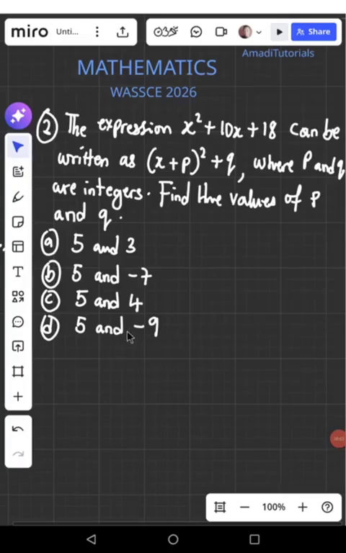Alright, welcome. This is WASSCE Mathematics 2026, question number 2. It says, the expression x squared plus 10x plus 18 can be written as (x plus p) all raised to the power 2 plus q, where p and q are integers. Find the values of p and q. So we quickly do that.